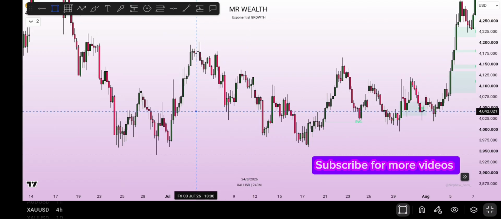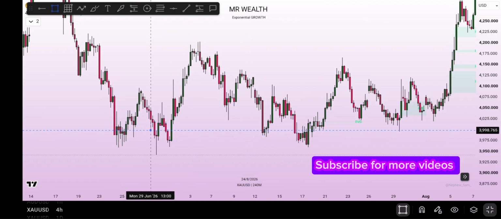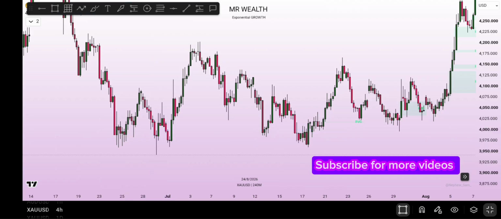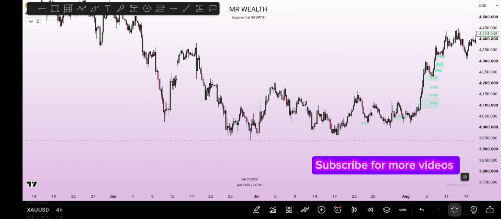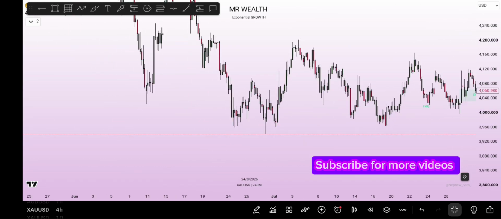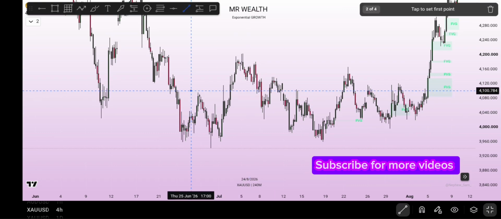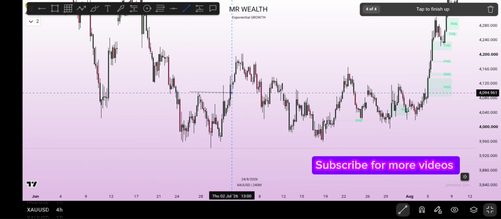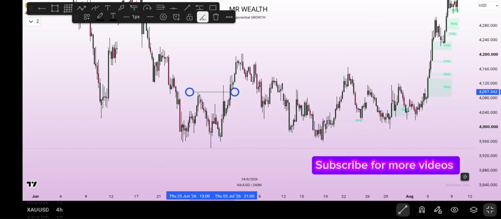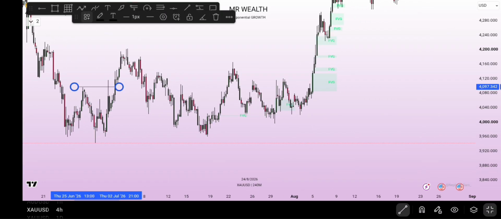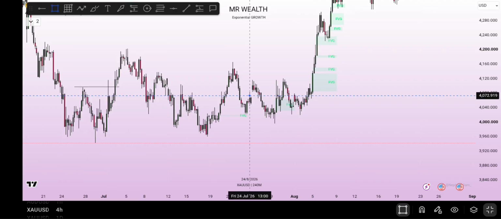First of all, we have to define the trend. What's the market doing? Even though you are scalping, you have to know what the market is doing. There was an internal break here to the upside. That was a 4 hour internal break, or 4 hour internal shift.